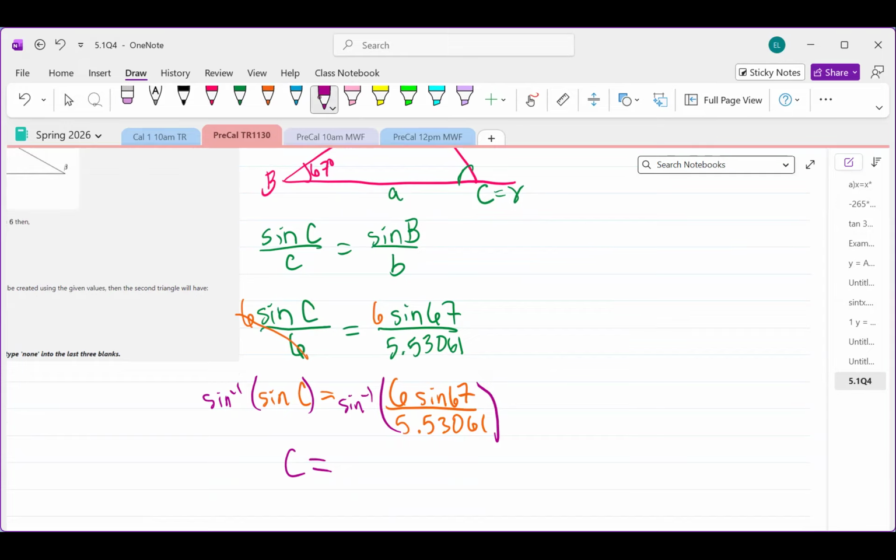But inverse sine of 6 sine 67 close divided by 5.53061. So 86.99972. So you see what I mean by it's really, really close? So what they actually want us to do is to type 87.